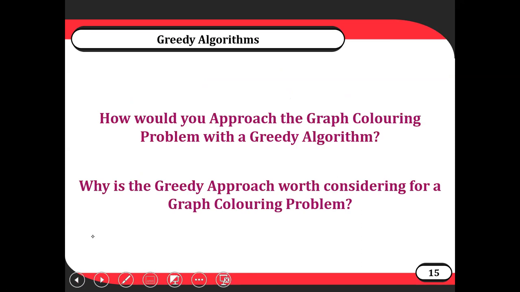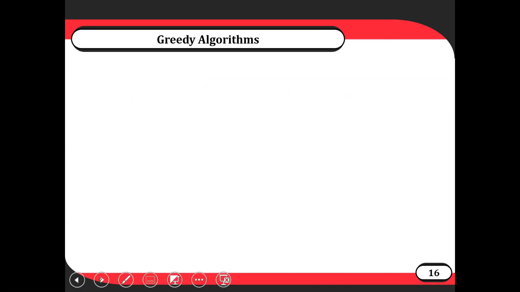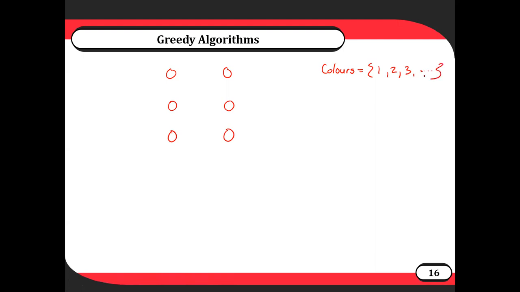How would you approach the graph coloring problem with a greedy algorithm, and why is a greedy approach worth considering? So let's say graph coloring, we recall, is if I have some graph, I want to color these, and my set of colors, I'm going to use just integers, or the whole numbers actually. So I want to color all these, and let's say my graph looks like this.